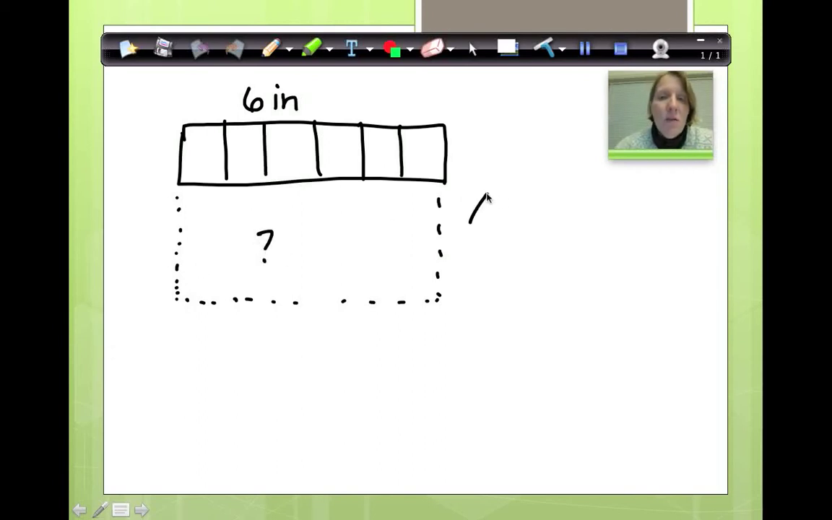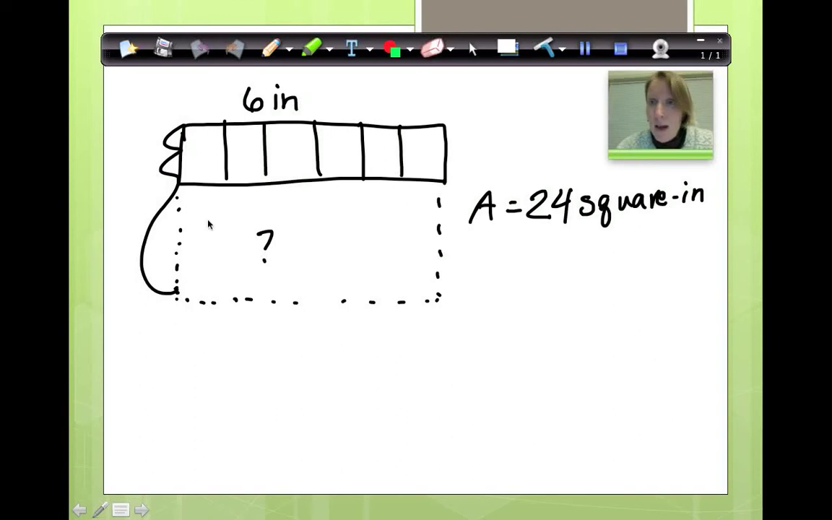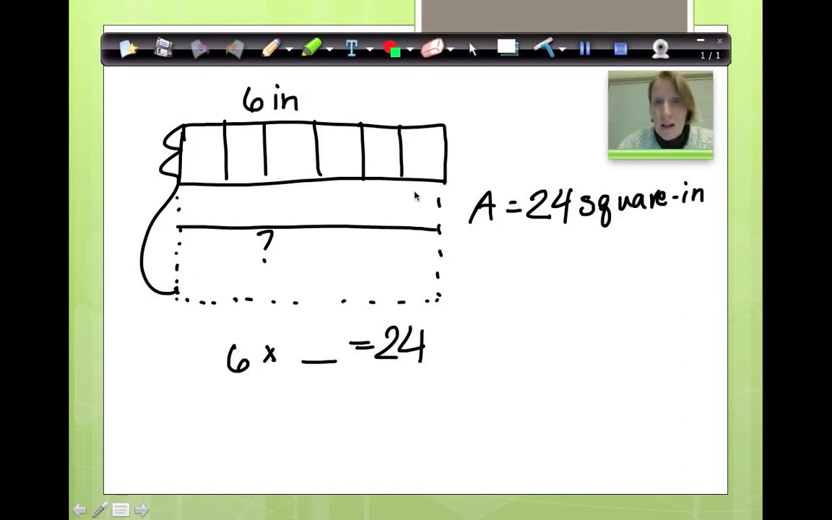But I do know that the area is 24 square inches. If the area is 24 square inches, can I figure out what this side is? Can I figure that out? I know this side. Well, 6 times what would give me 24? Now we could skip count. So we could do another 6, do another 6, do another, so we could skip count like this. That's 6. This would be 6. This would be 12. This would be 18. And this would be 24.